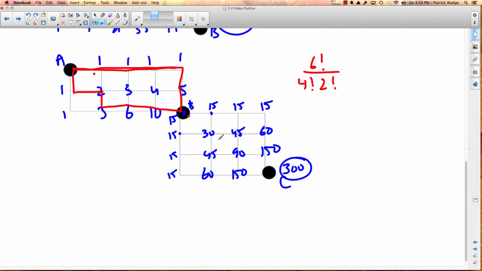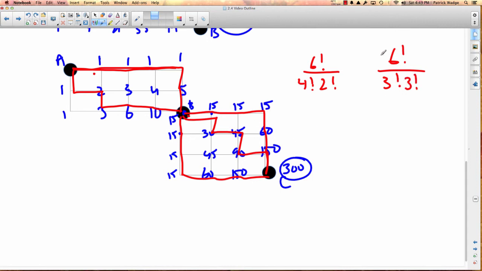Now let's look at this bit down here. How many ways are there to get from B to C? 1, 2, 3, 4, 5, 6. Always 6 factorial again. How many steps are there to the right? 1, 2, 3. Always 3 to the right. How many down? 1, 2, 3, always 3 down. So this is how we're going to get the number of permutations in here.